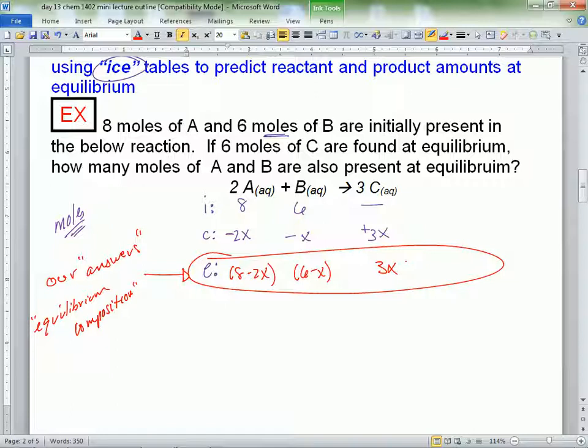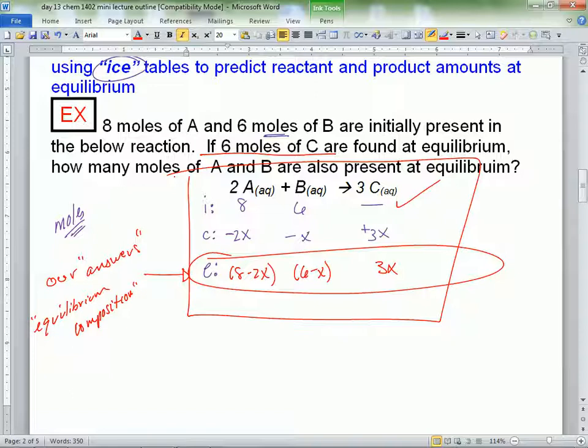So even though there's something up here we didn't even use yet, right? Like, see how it says if 6 moles of C are found? We didn't even use that number. Don't use it. When you're making this ICE table, only use the initial. That's all you need. And then you stop reading the problem. And then you complete your entire ICE table and make it complete and done. Then you go back and try to figure out what x is. Because if you start doing the math inside the ICE table, things get ugly and confusing.